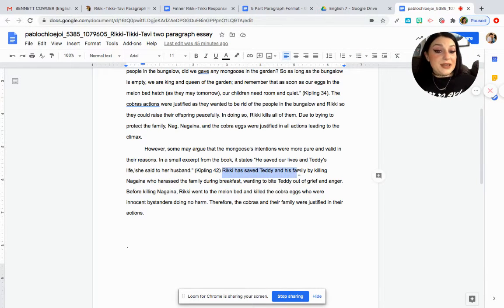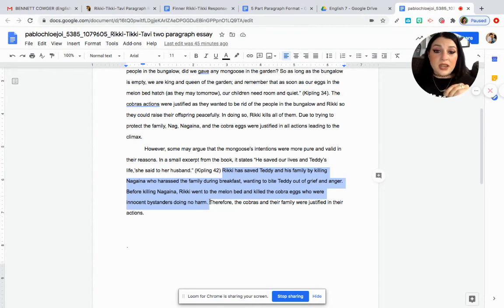Rikki-Tiki has saved Teddy and his family by killing Nagaina, who harassed the family during breakfast, wanting to bite Teddy out of grief and anger. Before killing Nagaina, though, Rikki went to the melon bed and killed the cobra eggs, who were innocent bystanders doing no harm. So again, the student's argument is that the cobras are right and that Rikki is wrong.